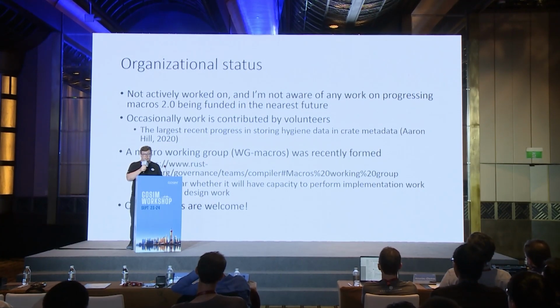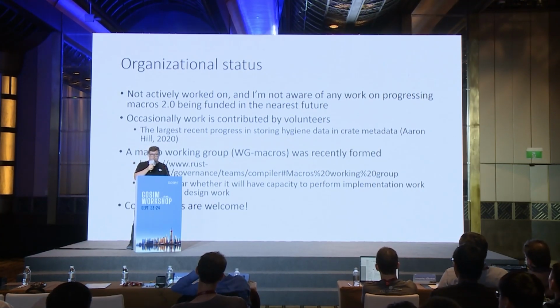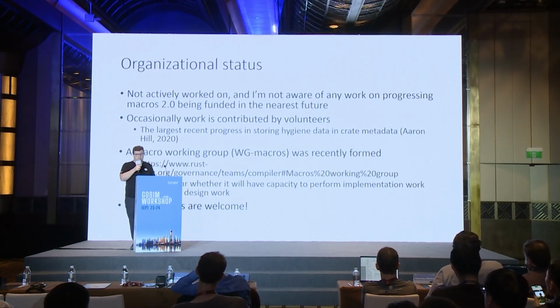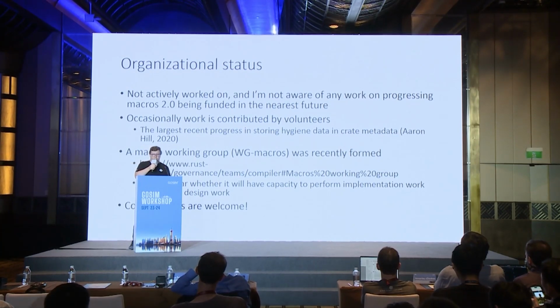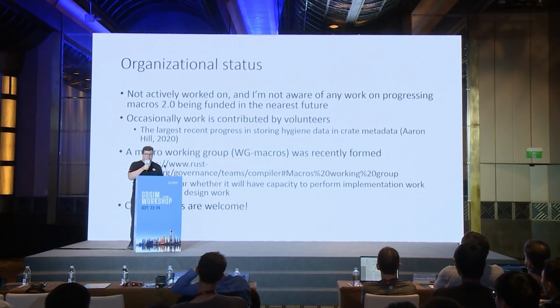And there is some hope. Recently, a macro working group was started, but it is not yet clear to me that we will do actual implementation work and not just design. So any contributions are welcome, especially from people who are familiar with Racket or Scheme and can read the sets of scope pages and understand them, and maybe tweak them and apply them to Rust realities.